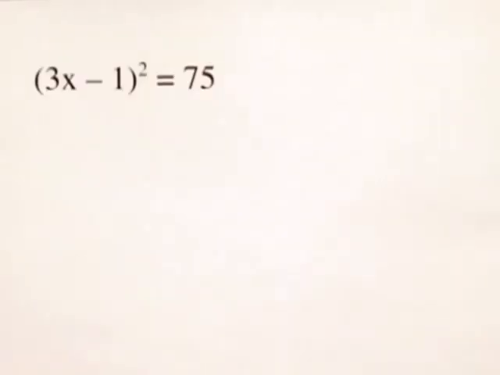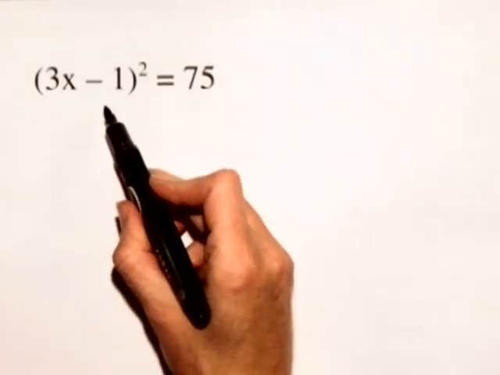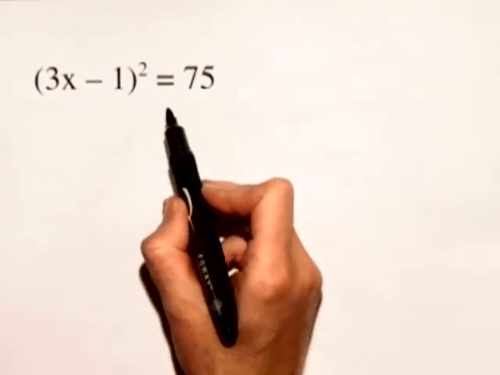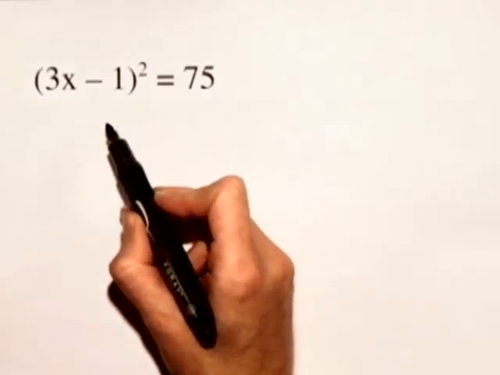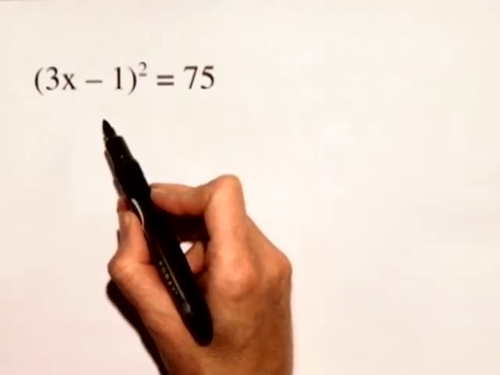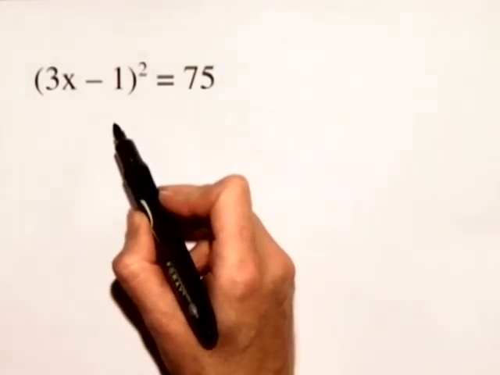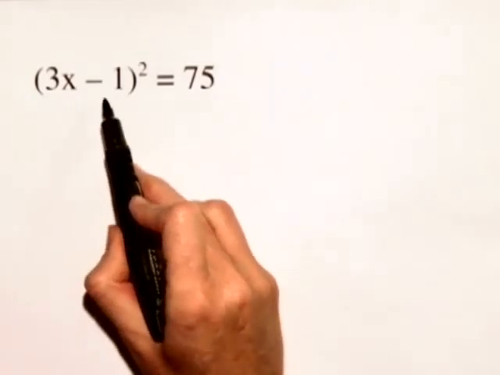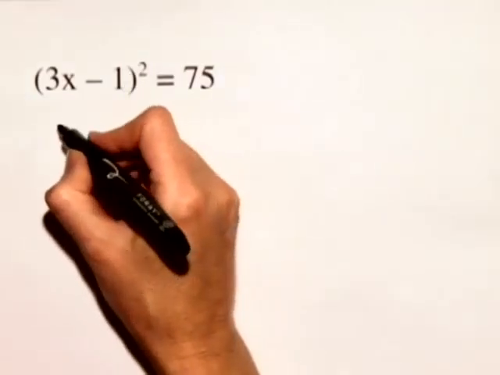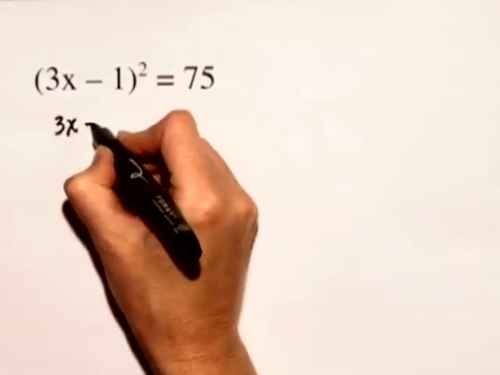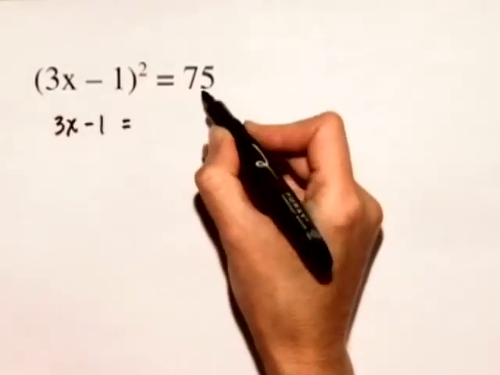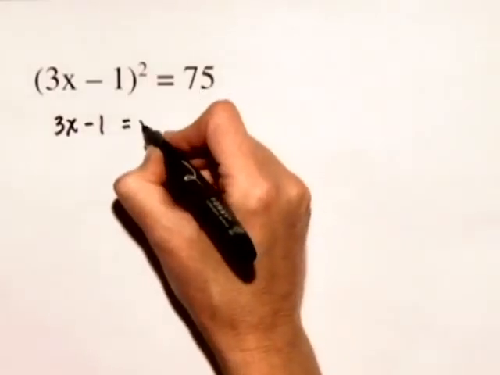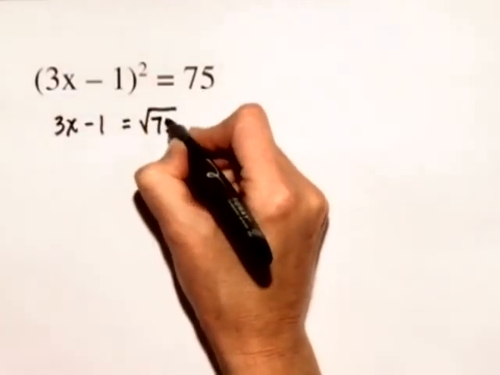For our next equation, we'll apply the square root property to solve a quadratic equation. We have the quantity 3x minus 1 squared on the left-hand side is equal to 75. So when we apply the square root property, we simply just take the square root of both sides of the equation. When we do that, the square root of 3x minus 1 quantity squared just gives us 3x minus 1 is equal to the square root of 75.